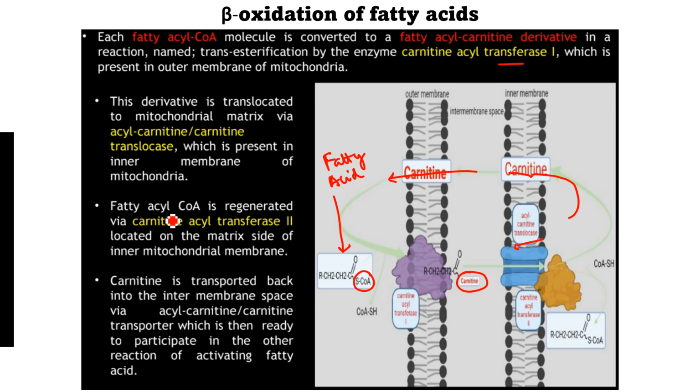So fatty acyl CoA is regenerated via carnitine acyl transferase 2, located on the matrix side of the inner mitochondrial membrane. Carnitine acyl transferase 1 was located on the outer membrane. Then this carnitine is transported back into the intermembrane space via the acyl carnitine transporter, which is then ready to participate in other reactions of activating fatty acids. Is it clear? So till now, what we understand?